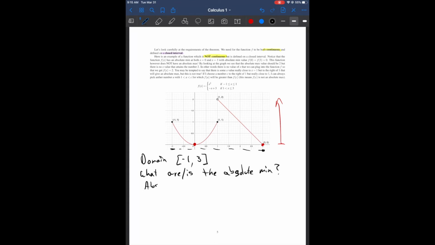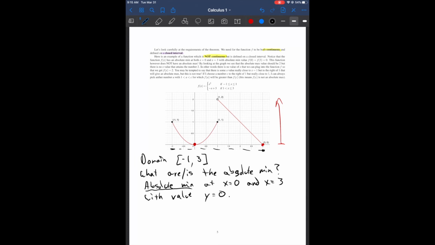So we have absolute mins, so we have 2 of them this time. So we have one at x equals 0 and one at x equals 3 with value. So they have to have the same value, right? So here both of their value is 0, their y value, okay? So that's great, right? So this function does have absolute minimums, right? In fact, it has 2 of them.